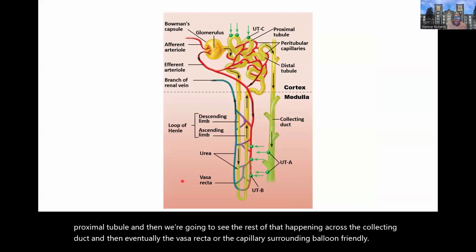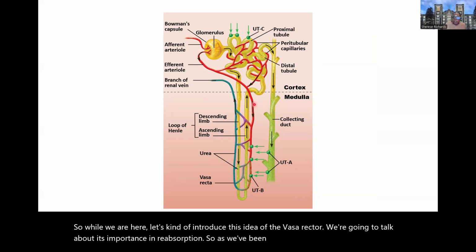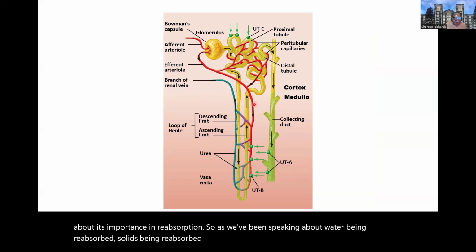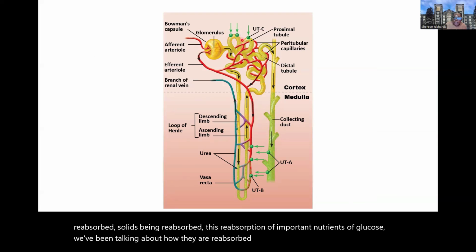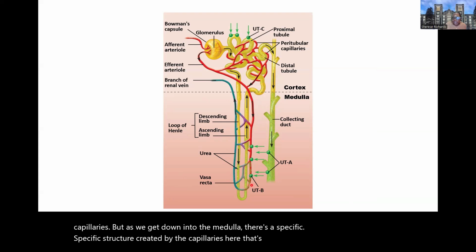All right. So while we are here, let's introduce this idea of the vasa recta. We're going to talk about its importance in reabsorption. As we've been speaking about water being reabsorbed, solutes being reabsorbed, this reabsorption of important nutrients, glucose, we've been talking about how they are reabsorbed across the tubular space and into the capillaries. But as we get down into the medulla, there's a specific structure created by the capillaries here that's called the vasa recta.